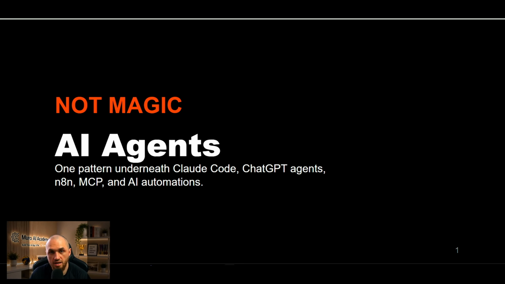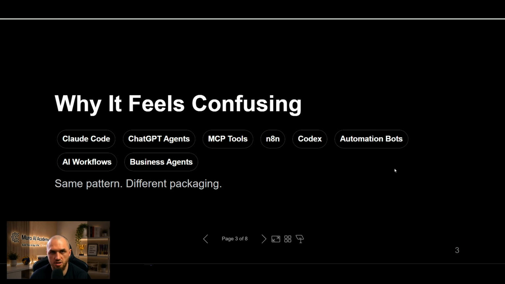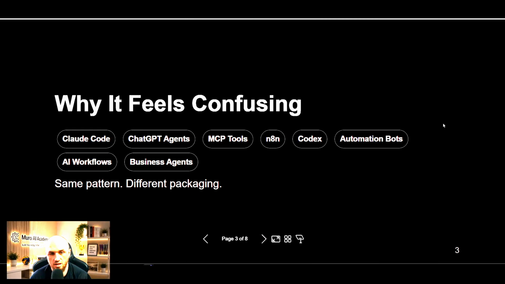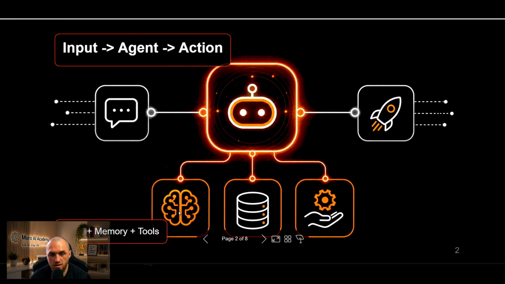Most people make AI agents feel more complicated than they are. Every week there is a new name: Claude Code, ChatGPT agents, MCP tools, N8N, Codex, etc. But once you see this one diagram, they all start looking like the same thing. The model is the brain, the tools are the hands, the memory is the context, the goal tells it what it needs to do, and the feedback makes it useful.